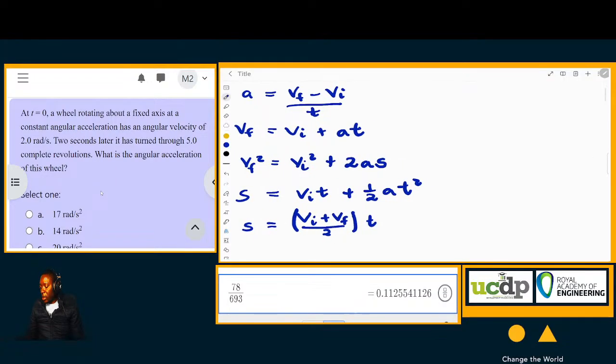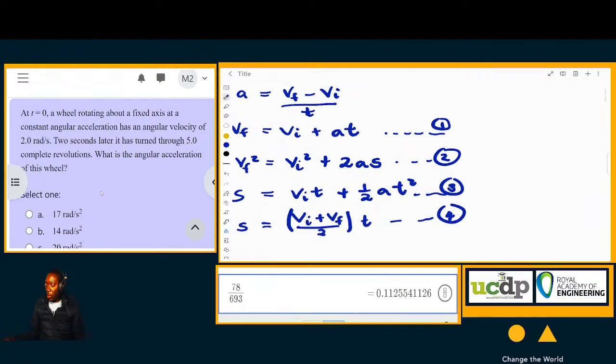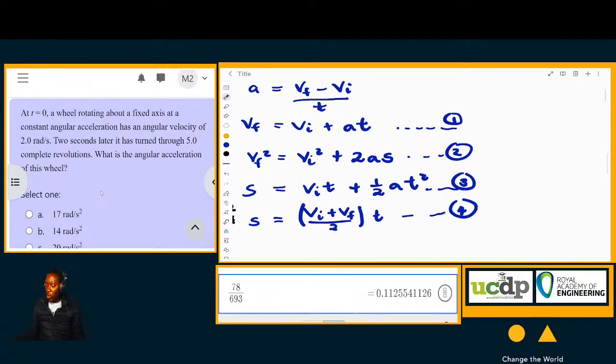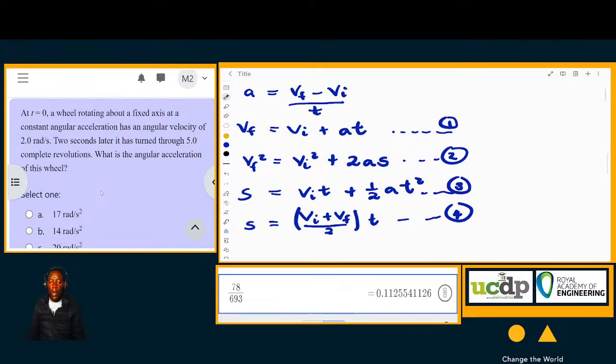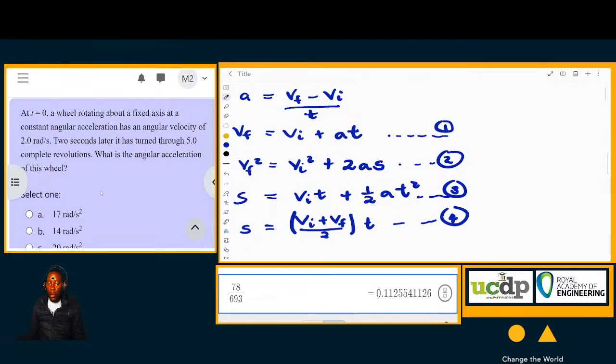So basically this gives us the four basic equations. The four basic equations: 1, 2, 3, 4. Everything else is a derivative of these equations. And you have these equations given anyway in your formula sheet, so you should be familiar. What is important is for you to know how to use them, given the information the question requires you to find.